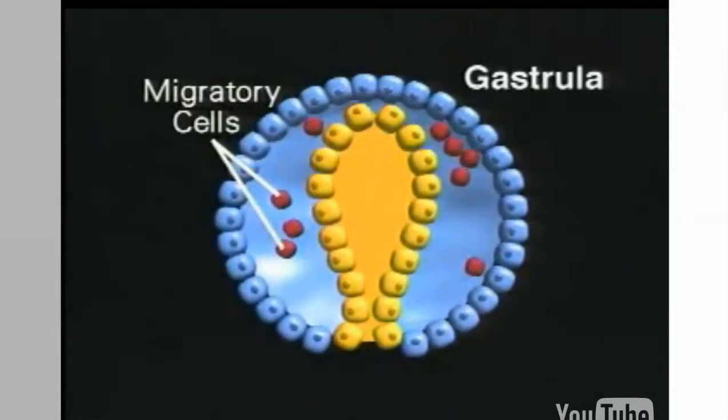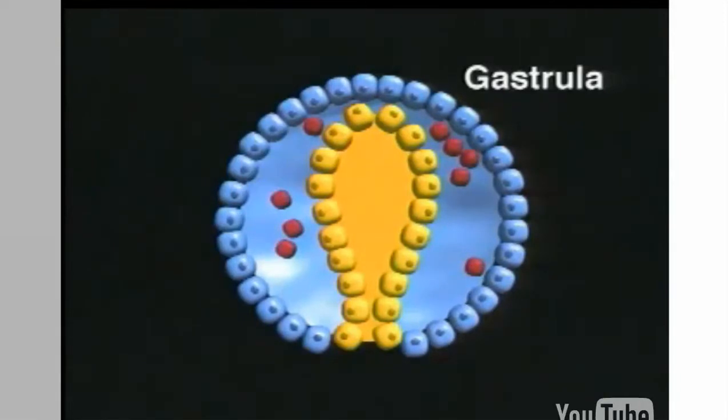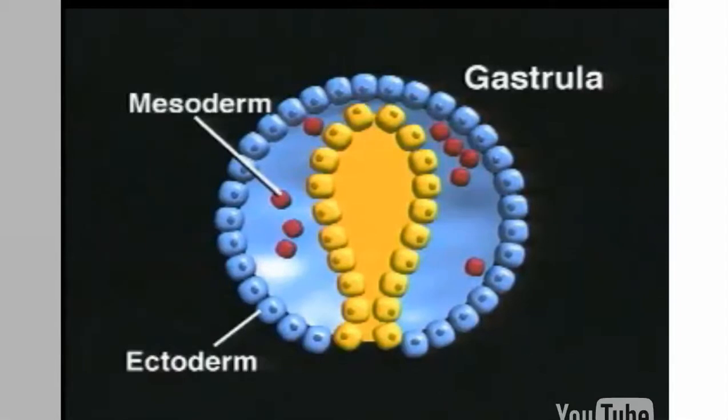As a result of the movements that take place during the formation of the gastrula, 3 embryonic germ tissue layers form: the ectoderm, mesoderm, and endoderm. From these tissues, all the animal's organ systems develop.